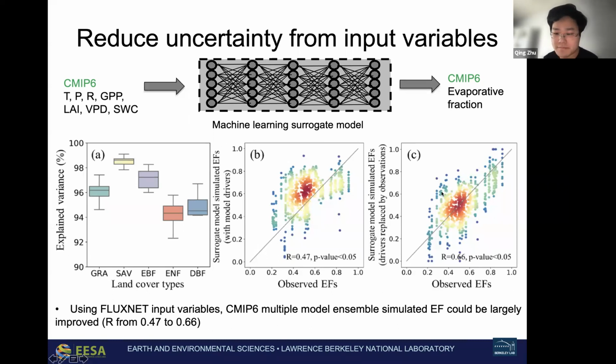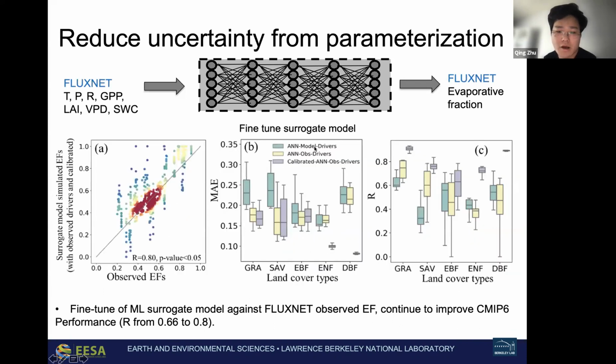Then with that, we can effectively improve the performance. We can see on the right the scatter plot, again comparing observed EF and the surrogate model simulated EF, but forced by the observational input variables. And there is a metric for the performance, which improved from 0.47 to 0.66, which is pretty good. Then we can ask how much uncertainty we can reduce in terms of parameterization.